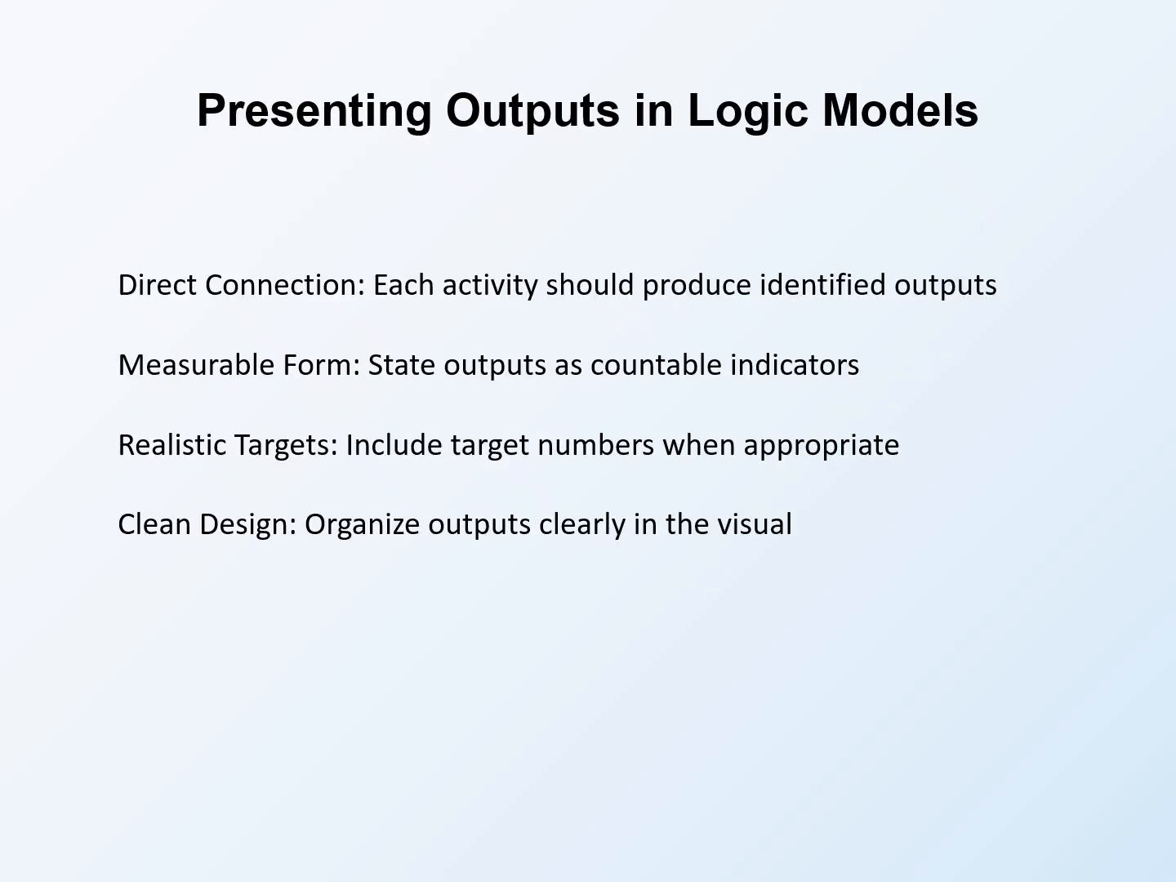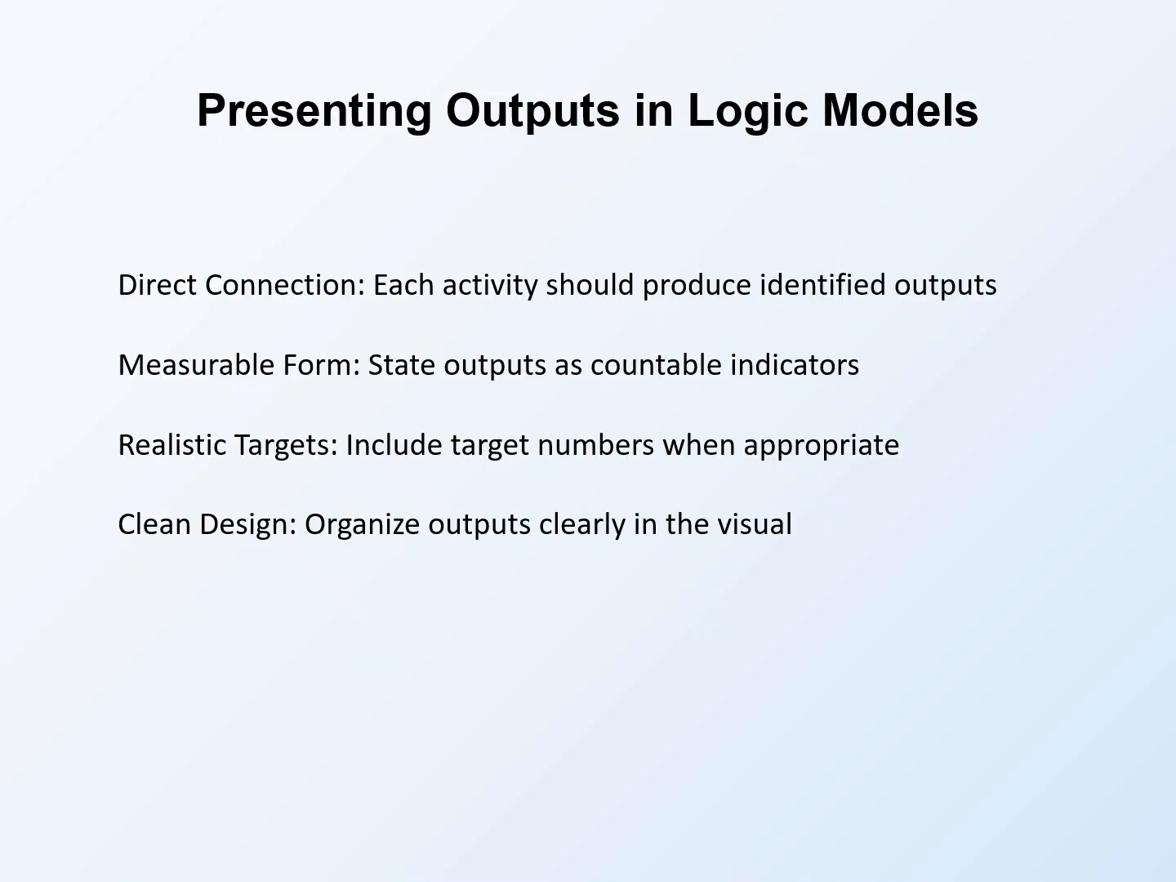Presenting outputs effectively in logic models requires attention to design and clarity. Direct connection shows each activity producing identified outputs. Reviewers should see which activities produce which outputs. The connection should be logical and clear. Measurable form states outputs as countable indicators. Number of participants completing training rather than training completion. Specific countable formulations enable tracking.